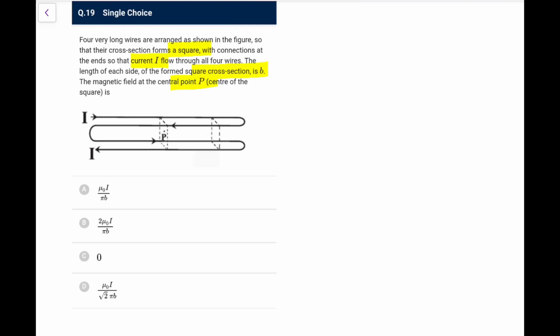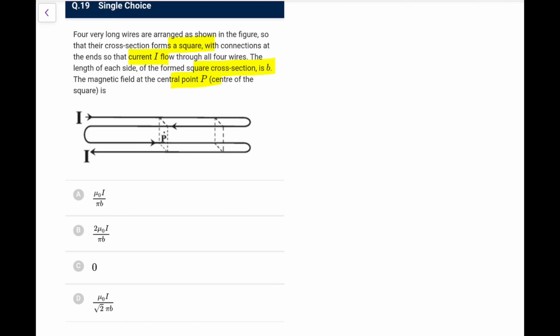I think I have done this question maybe in the JEE Main test. This has come in the NTA test. So let's start it. The length of each side of the square is B. The magnetic field at the center point P will be. So first of all, let's say the observer is somewhere here, so what he will see is something like this.